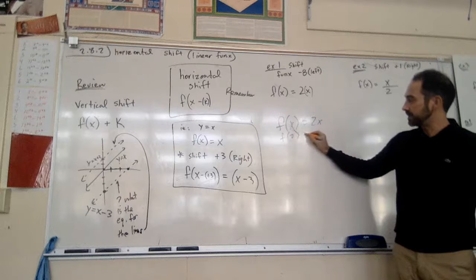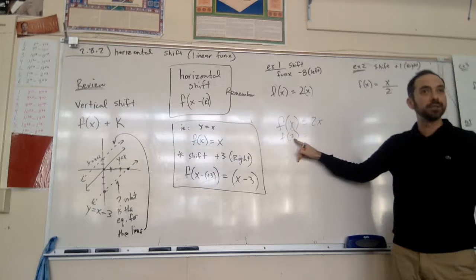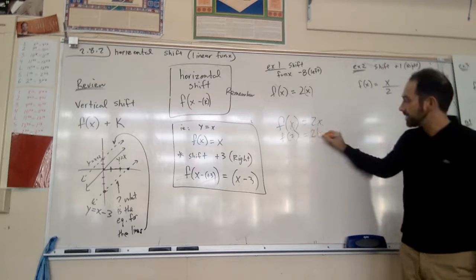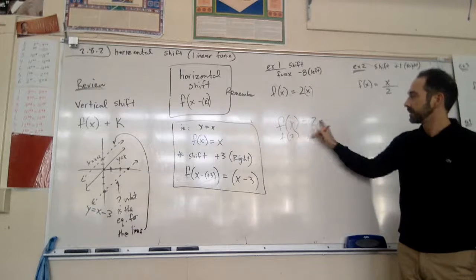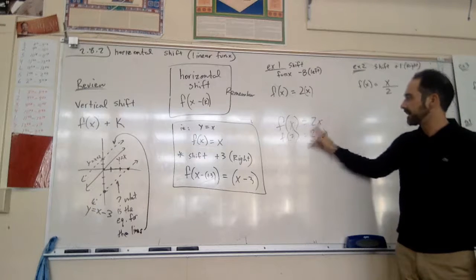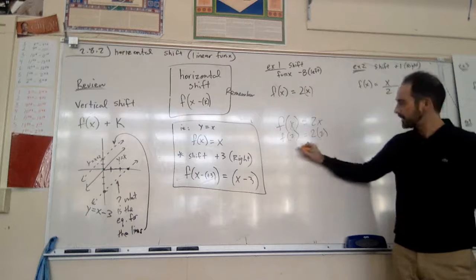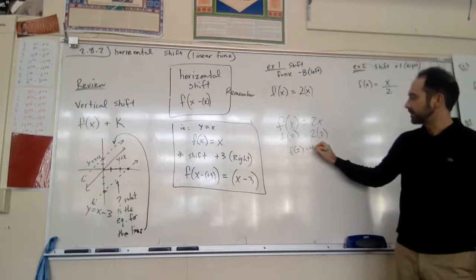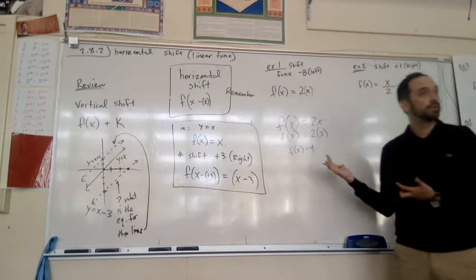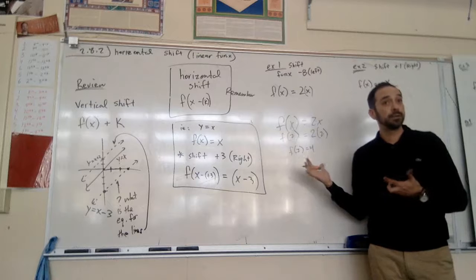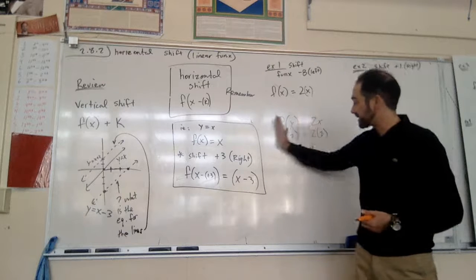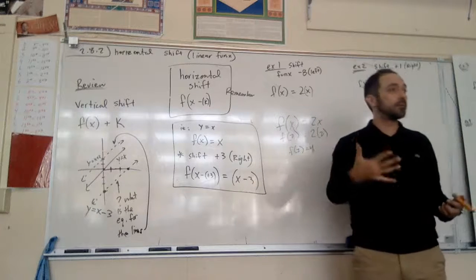F of 2 is equal to, where am I going to put that 2? It just tells you what you're plugging in for x. It's 2. So f of 2 equals 4. You guys can do this, right? You remember that part? Okay. So remember, function notation, the left side is just telling you what you did or what you have to do.